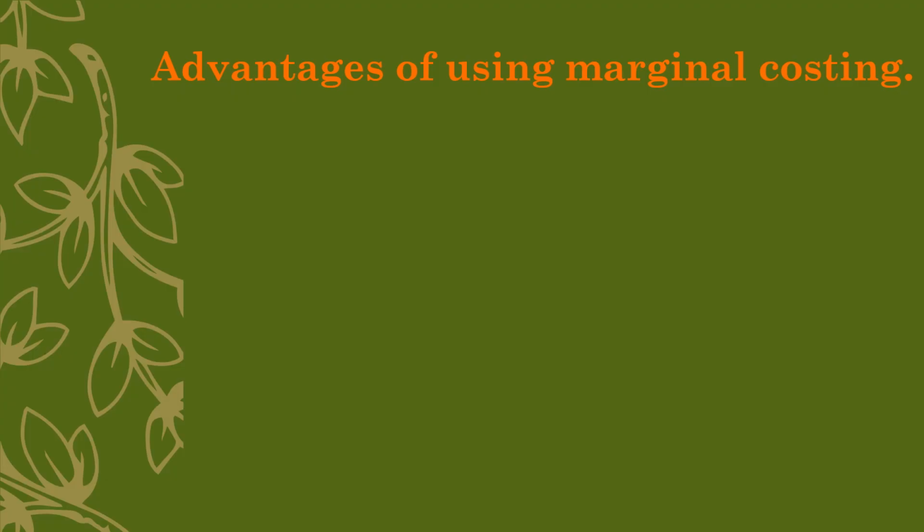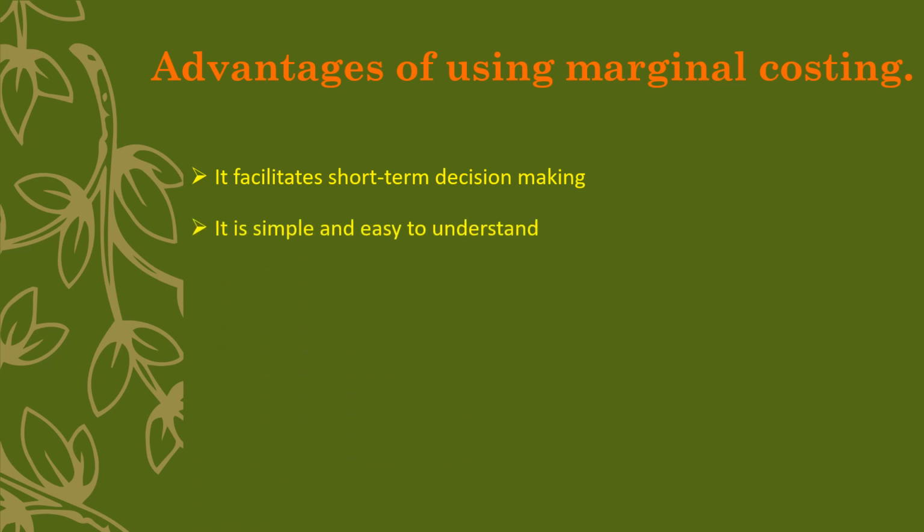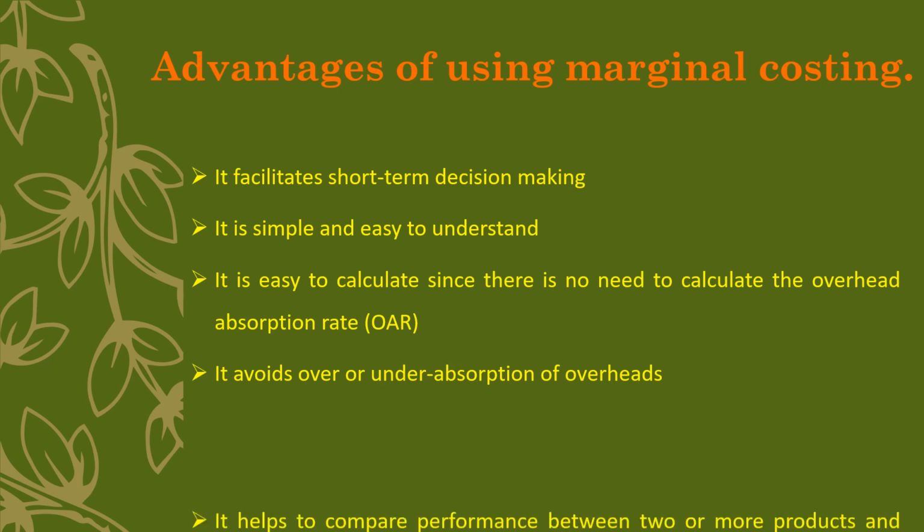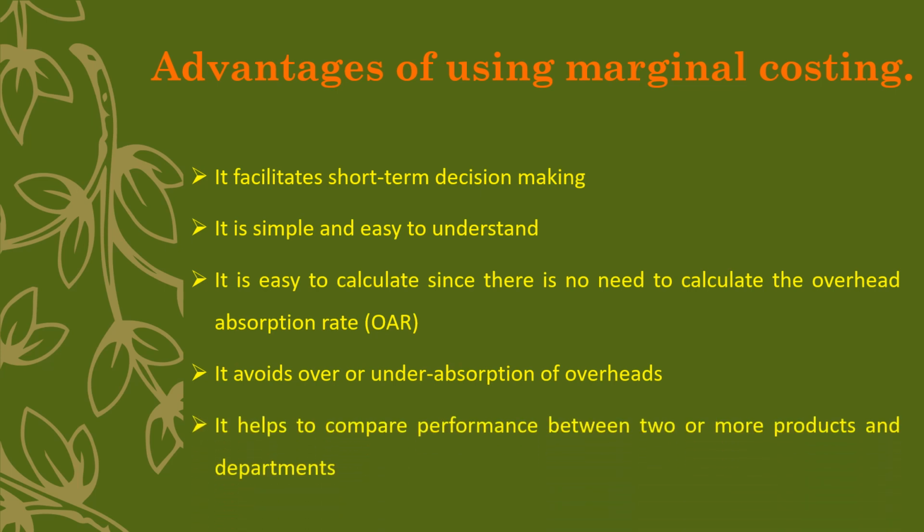Do you know what are the advantages of using marginal costing? We all know that it facilitates short-term decision making and it is simple and easy to understand. It is easy to calculate since there is no need to calculate the overhead absorption rate. We know that overhead absorption rate is based on different bases and it's complicated. And marginal costing avoids the need of calculating this OAR. And because of that, it avoids over or under absorption of overhead. And finally, it helps to compare performance between two or more products and departments easily.